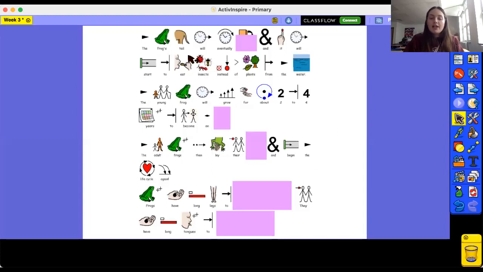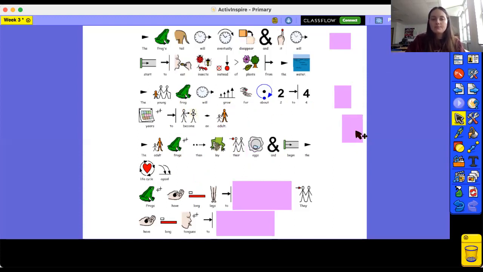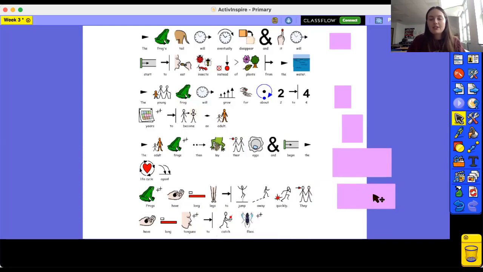Fantastic, let's go. The frog's tail will eventually, what will happen to the frog's tail in the end? It will disappear, well done. The young frog will grow for about 2 to 4 years until it becomes an adult, fantastic. Adult frogs then lay their what and begin the life cycle again? They lay eggs, well done. Frogs have long legs to, what do they need their legs for? To jump, fantastic. And they have long tongues to do what? Catch insects, brilliant.